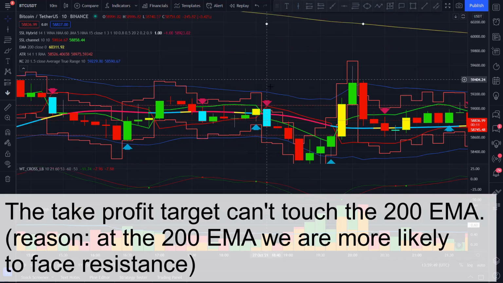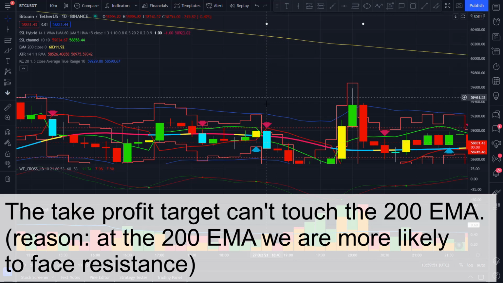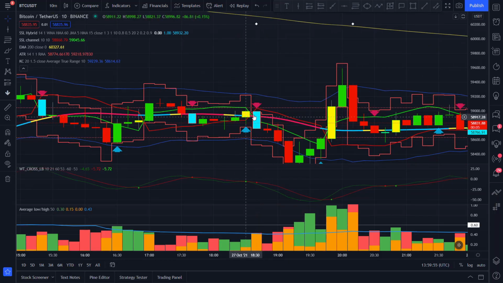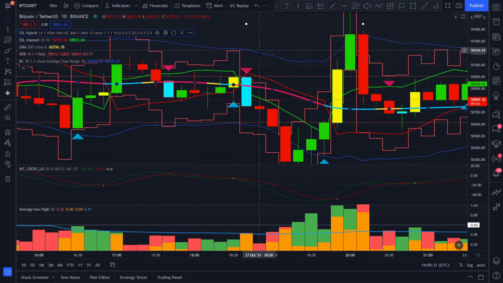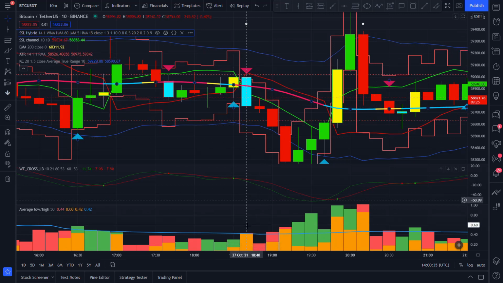For a short entry, then you need to have an SSL channel cross down, which you can see right here. The third one is that you need to have a red dot printed on the wave trend indicator, which you can see on this candle. After that, you need to see the SSL hybrid being red or pinkish color between the last candle and the current candle. For the filters, you need to have the candle close inside the Keltner channel. And lastly, you can't have the candle being above the 0.6 line.